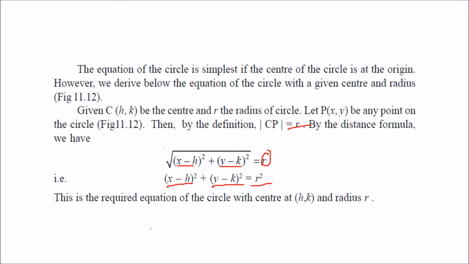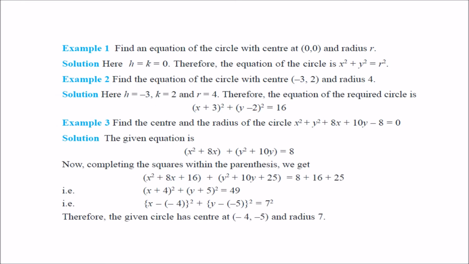This is our required equation of the circle, and h and k are nothing but the center of the circle, and r is nothing but the radius. This is how simple the equation looks for a circle. So let us take examples, you'll understand more.